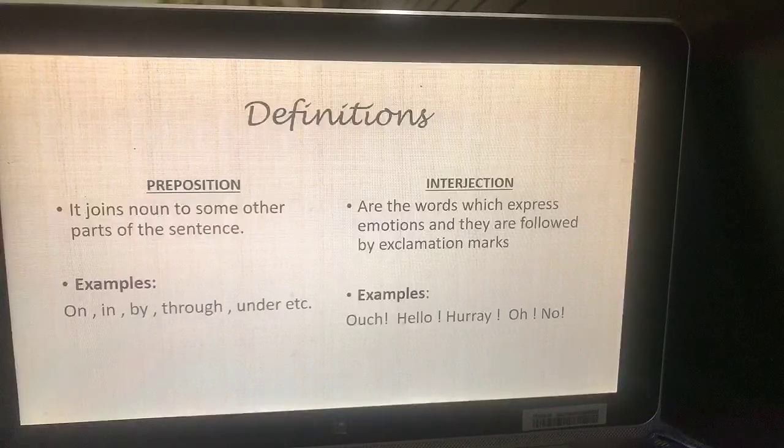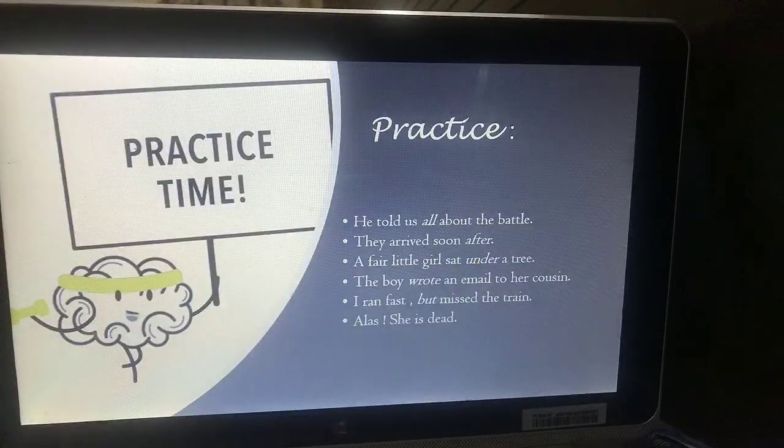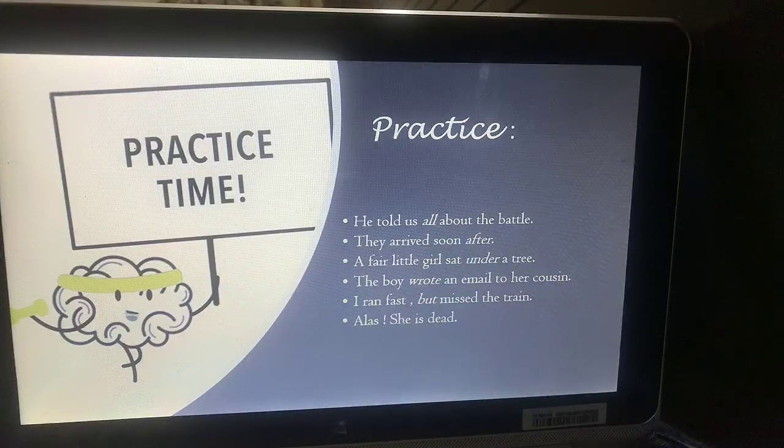Now this is a task for you. This is a list of sentences which I have made, and now I want you to read these sentences carefully and then identify the parts of speech which we have just discussed.